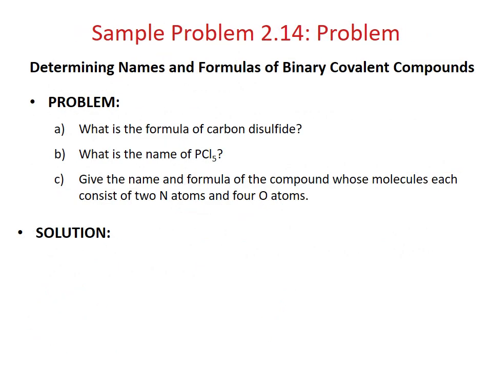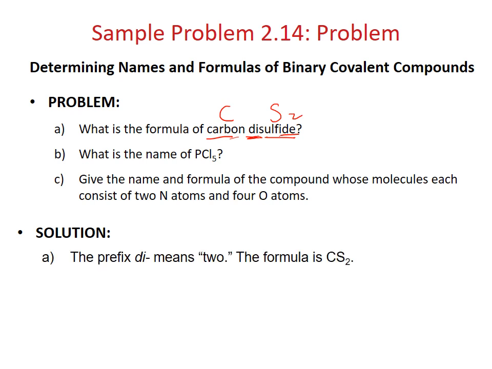Sample problem 2.14. A. What is the formula of carbon disulfide? Carbon is C, sulfide comes from S, so it becomes the anion with IDE. Prefix di means 2, so CS2 should be the formula.